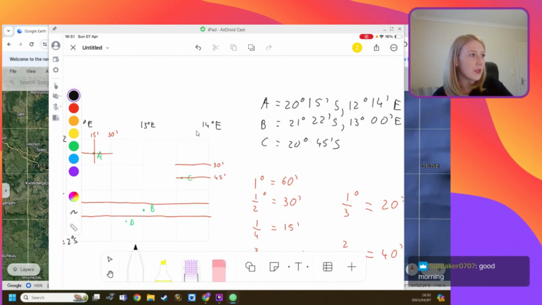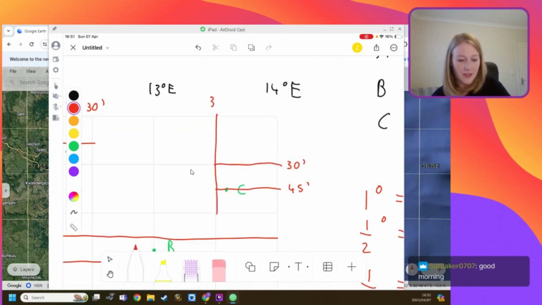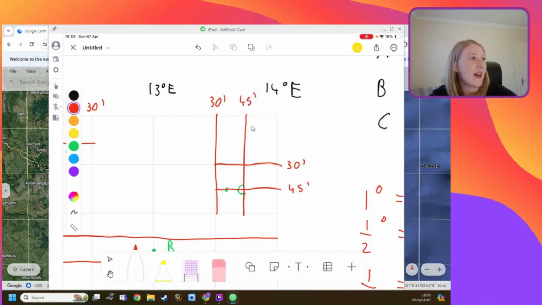Here is 13 degrees east, 14 degrees east. Hello, good morning. I believe you're new here. Welcome. So it's definitely 13. That's our halfway line. Just 30 minutes. This is 3/4, so 45 minutes. And it's more than halfway across. So I'll maybe call that 35 minutes.